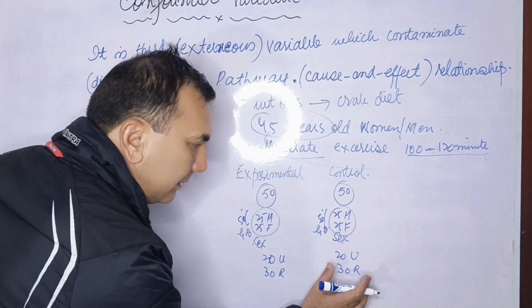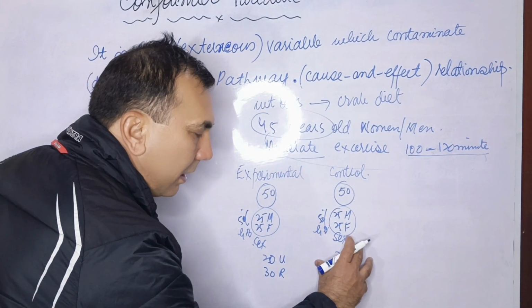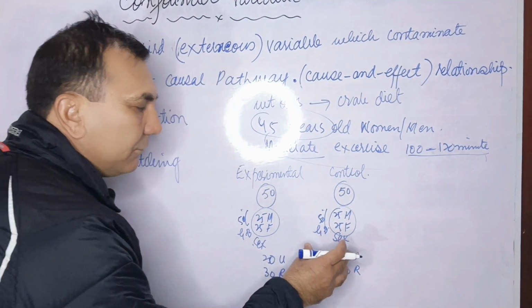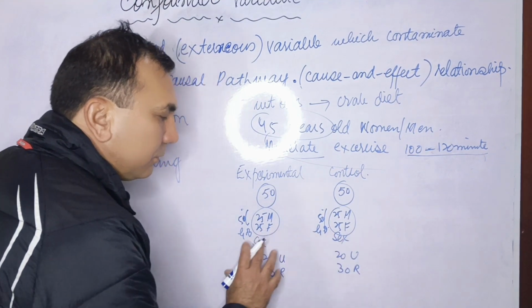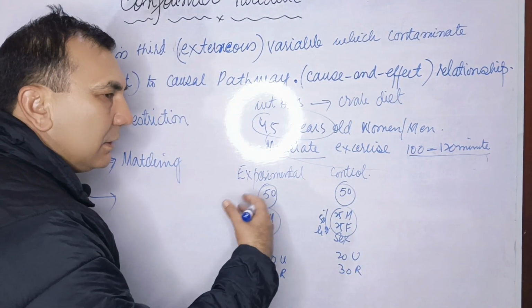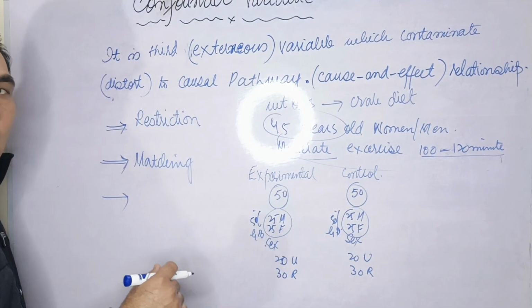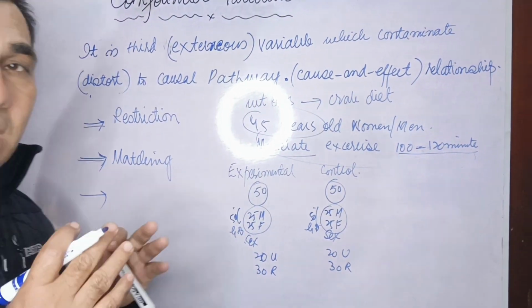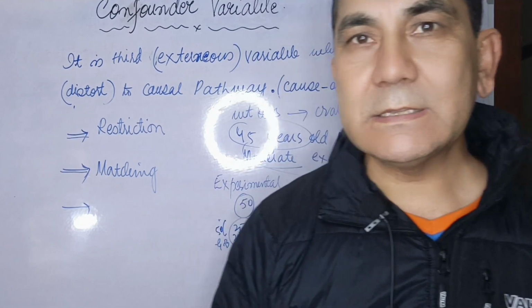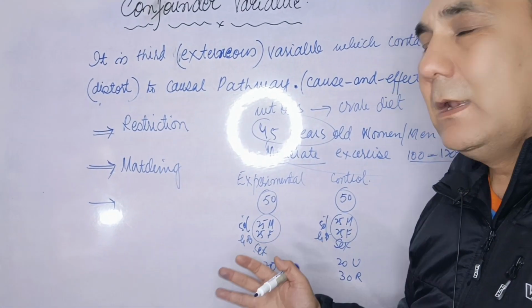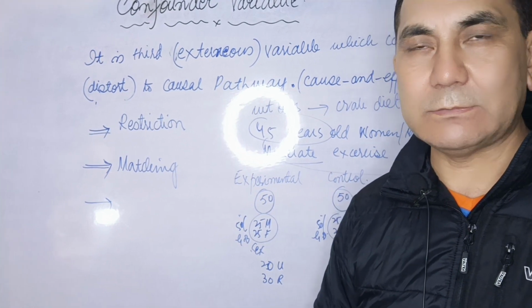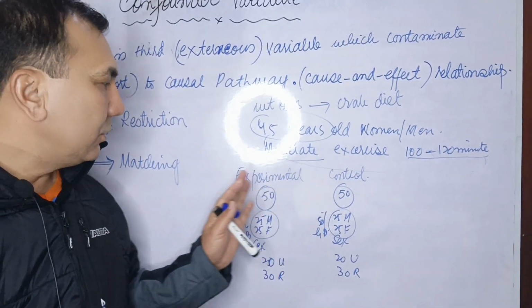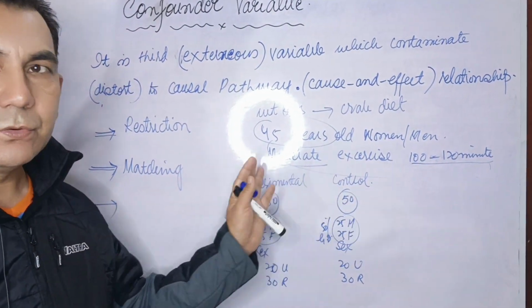Suppose you take more people from the urban area in the experimental group and fewer from the urban area in the control group, then your result will be underestimated or overestimated due to the nativity area. Okay, so the matching is according to age, according to sex, education level, living status, socioeconomic status, and locality, so that the experimental and control groups are matched.